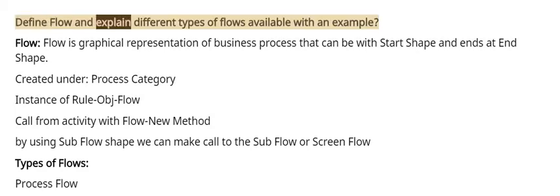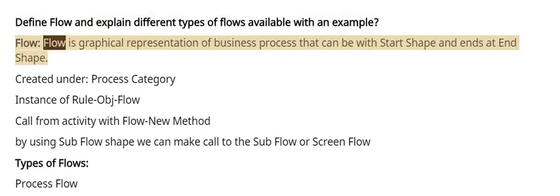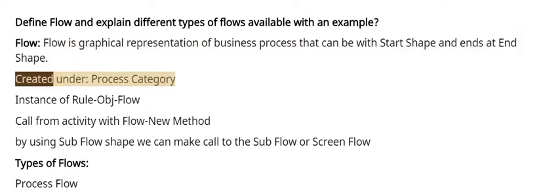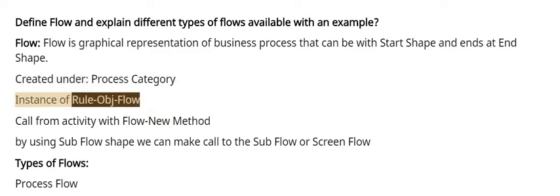Define flow and explain different types of flows available with an example. Flow is a graphical representation of a business process that starts with a start shape and ends at an end shape. It is created under the process category and is an instance of the rule obj flow.